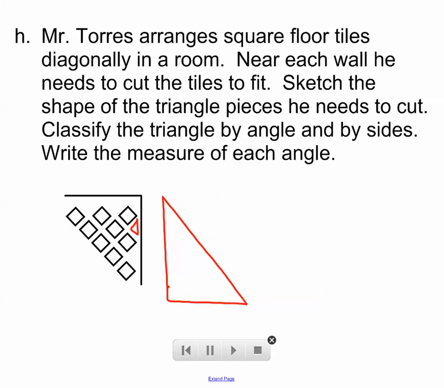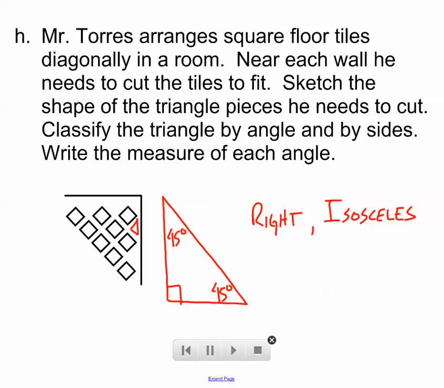I've rotated it here a little bit, but definitely is a right triangle with 45-degree angles. Okay, it's basically just a square cut in half. So its angles are 90, 45, and 45. We would call that a right isosceles triangle.